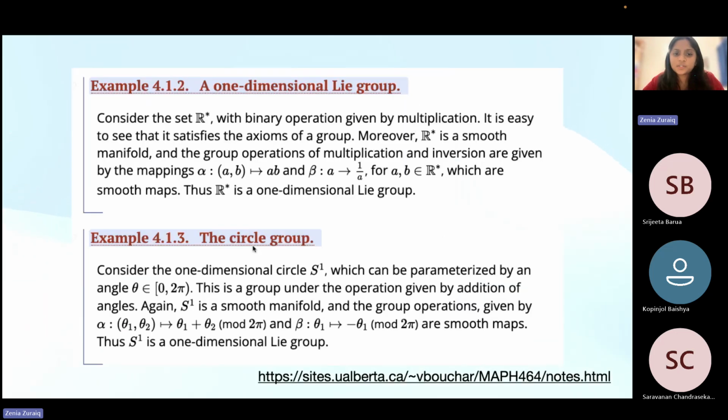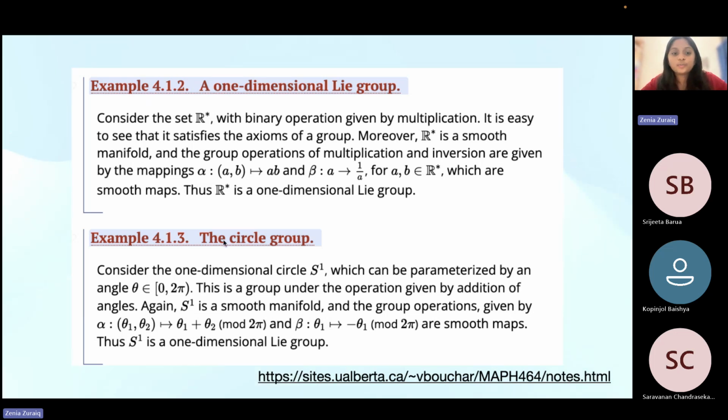So these are some examples of Lie groups. You can look at it. So for example, the set, this is basically the real number plane under multiplication. This is a continuous group.